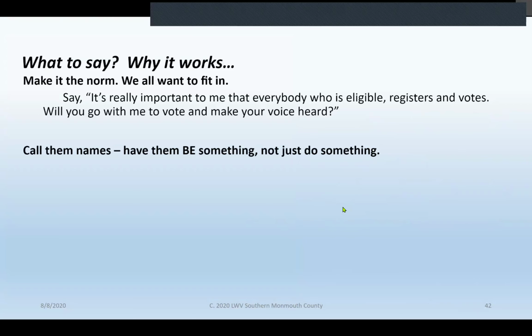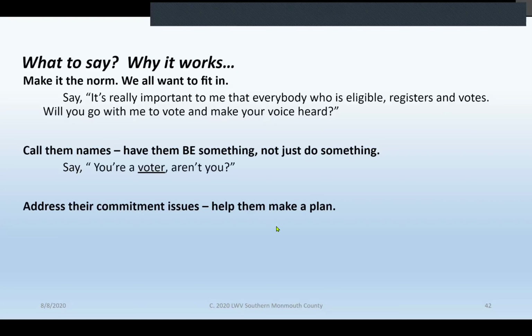The second thing you can do is just slightly shift your language. Because if you say something like, will you vote in this election? You're asking somebody to do it one time. But if you say, you're a voter, aren't you? You're creating the sense that voting is a part of their identity. So if you can remember to make just that little bit of a difference in the wording that you use, it can make a difference.